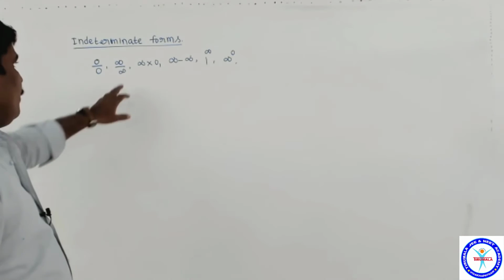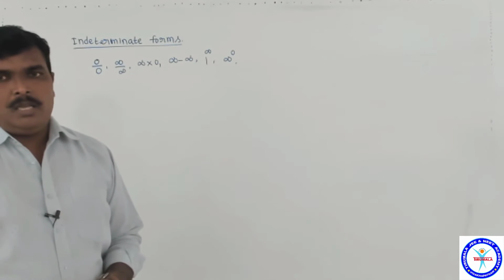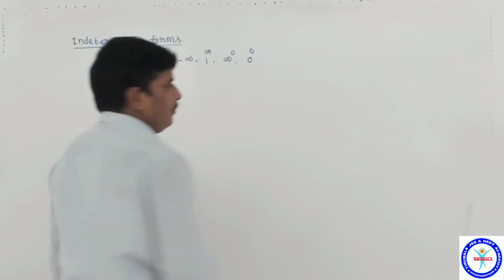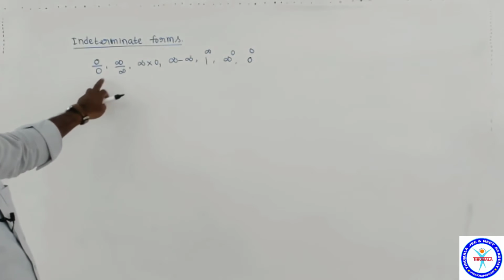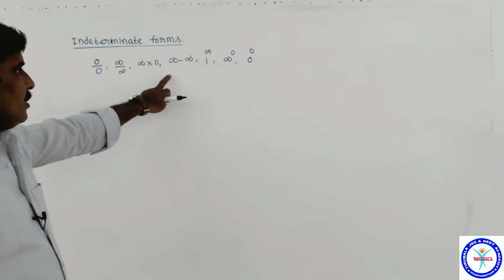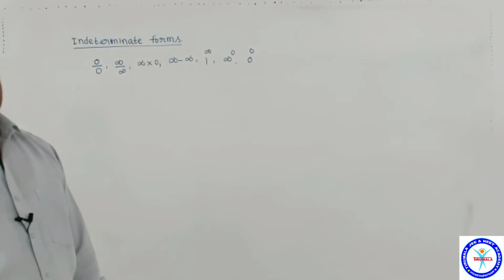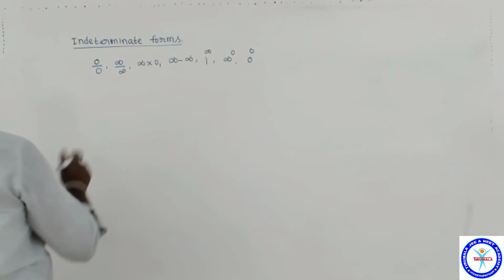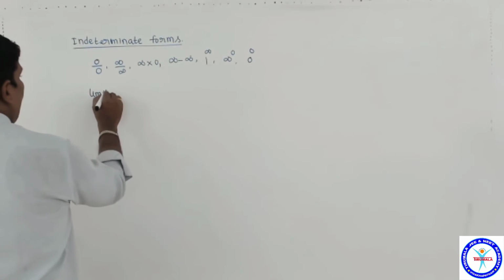Infinity power 0, 1 power infinity, and 0 power 0 also. These are the indeterminate forms. Just remember 0 by 0, infinity by infinity, infinity into 0, infinity minus infinity, 1 power infinity, infinity power 0 and 0 power 0. Now define the limits at infinity.